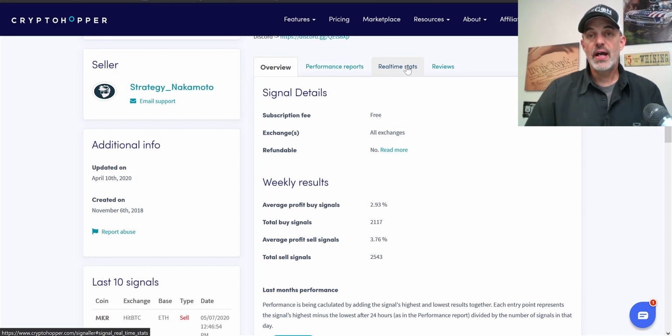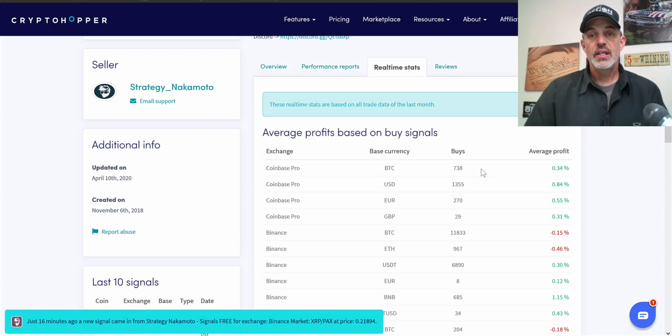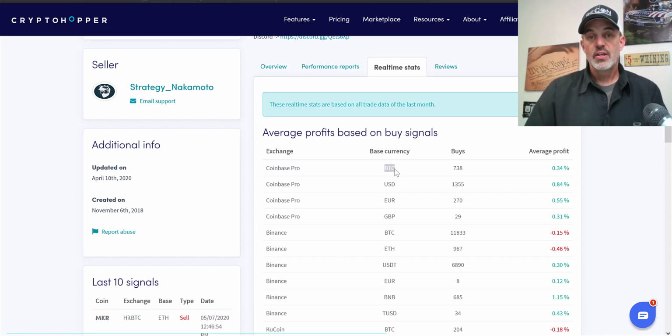Now, another issue I have with a signal service is you will need a subscription for each exchange and each currency. So you can see on Coinbase Pro, there are four different currencies.